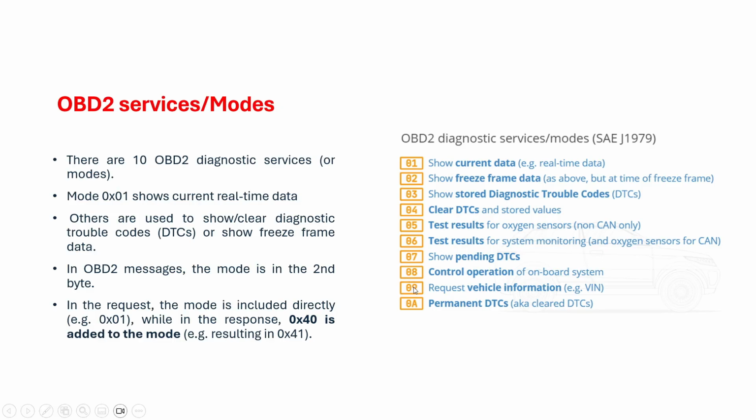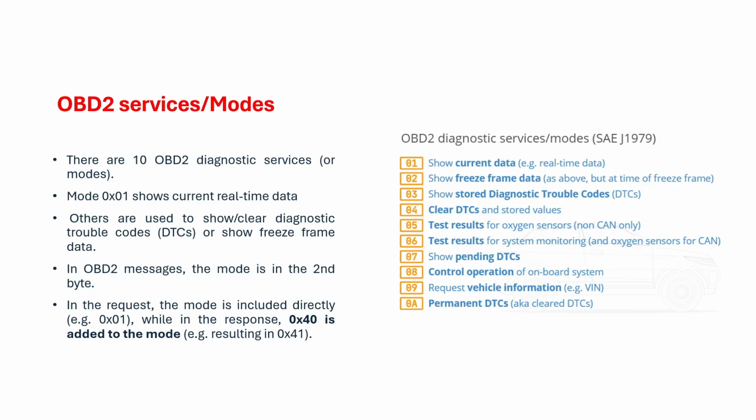09 is used to extract some vehicle information like the VIN, and 0A, that is the 10th mode, is used to find out permanent DTCs, that is, trouble codes. So you can find out which trouble codes are still not cleared from the system.